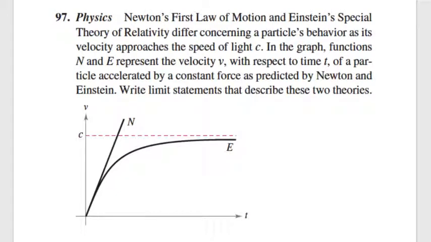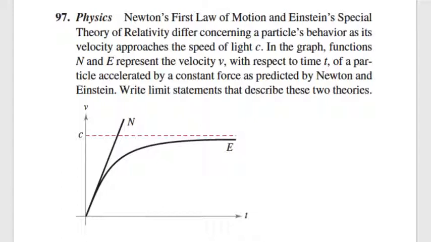Exercise 97 is an exercise that involves Newton's first law of motion and Einstein's theory of relativity. It's a little bit long to read, and maybe that's why it looks quite scary. I won't read it all. If you want, you can pause the video and then I'll discuss it more.